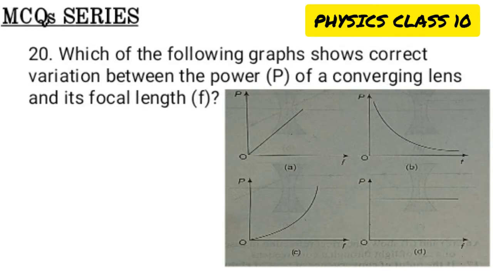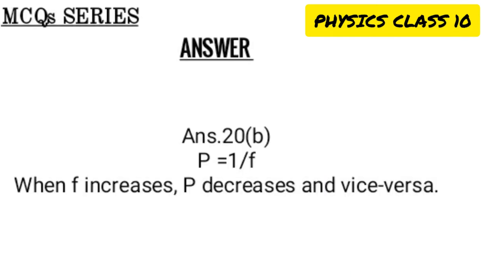Now question 20. Which of the following graphs shows correct variation between the power P of a converging lens and its focal length f? Just observe the graph carefully. And the correct answer is option B. And here is the explanation.